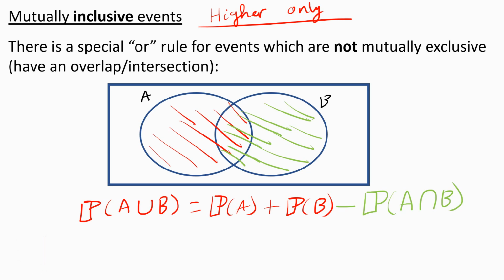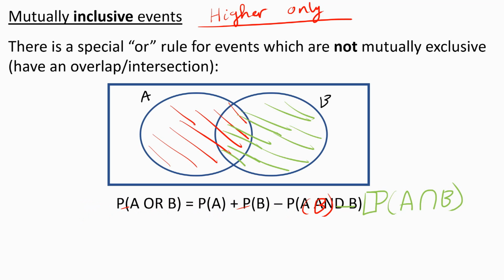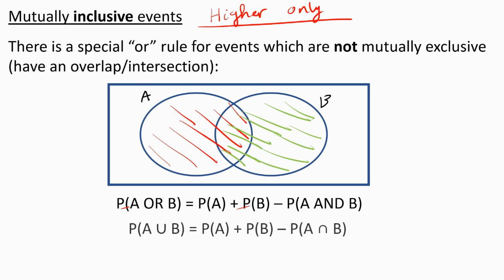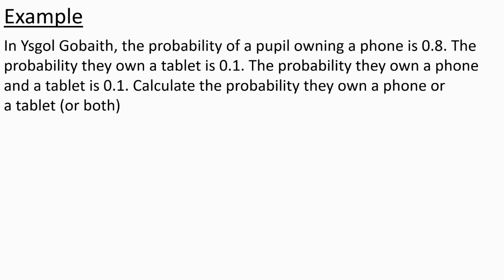Let's have a look at this in a question. So let me just type it out for you there. So probability of A or B is probability of A plus probability of B, take away probability of A and B. Example: in Ysgol Gobaith, the probability of people owning a phone is 0.8, probability they own a tablet is 0.1, probability they own a phone and a tablet is 0.1 also. Calculate the probability they own a phone or a tablet or both.